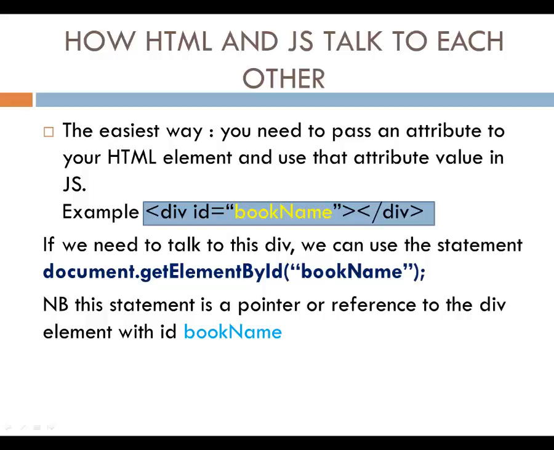Okay, we're just going to look at how that is done in practice in a moment, but for now, this is a statement that we can write in JavaScript to pass a reference, or to create a pointer, to this div. So we basically have to say document.getElementById, and then we pass in the value of the ID which we have given to the div. By doing this, we can do anything that we want from the JavaScript code, which will affect the behavior or the content of this div here.